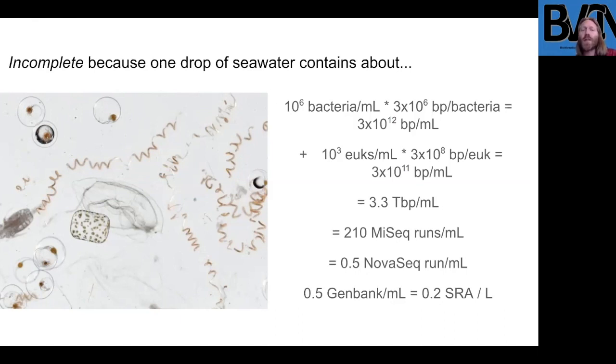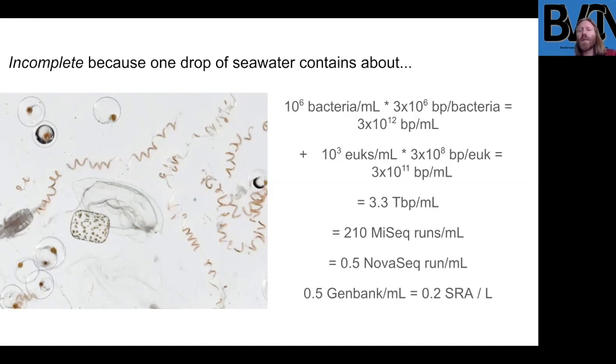Well, I just told you that the most powerful sequencing machine we're using right now generates about 6 tera base pairs of DNA sequence per run. So that means that you could sequence maybe 2 milliliters of seawater completely on a NovaSeq. So $10,000 per milliliter of seawater if you wanted to sequence it completely. As far as I know, no one's ever done that.